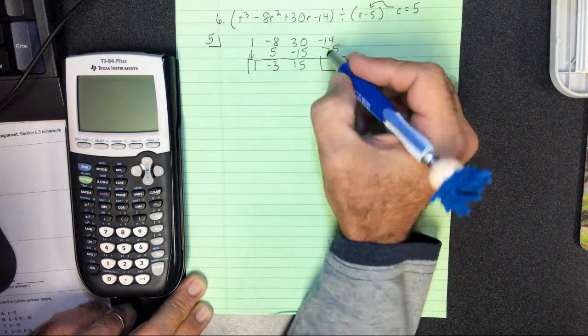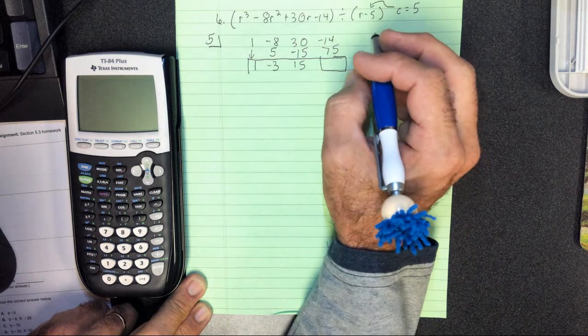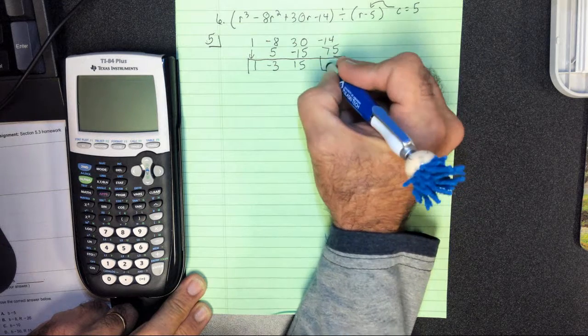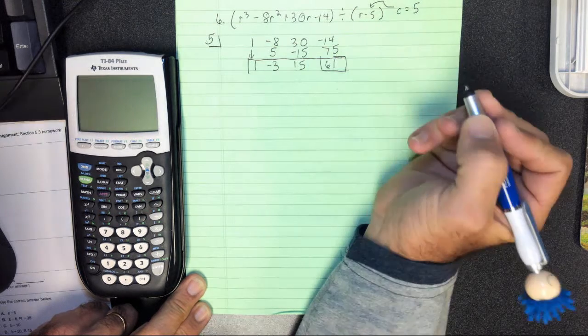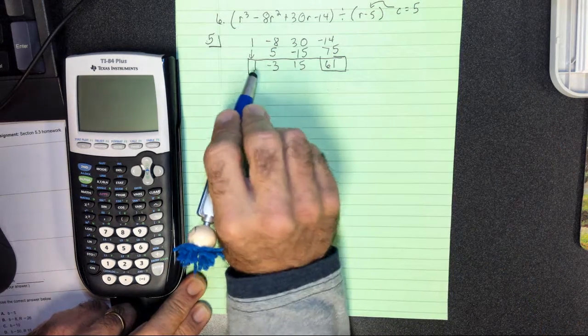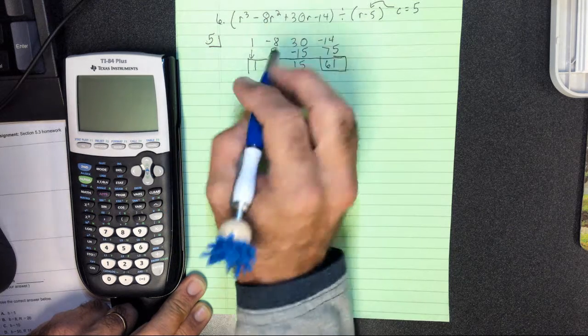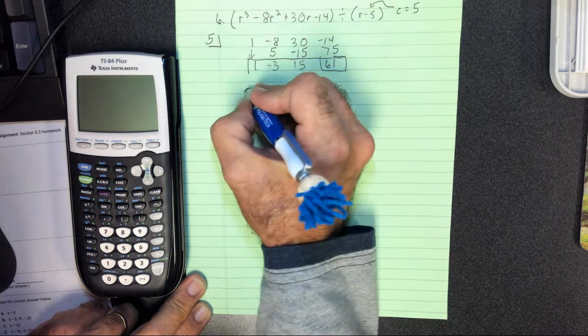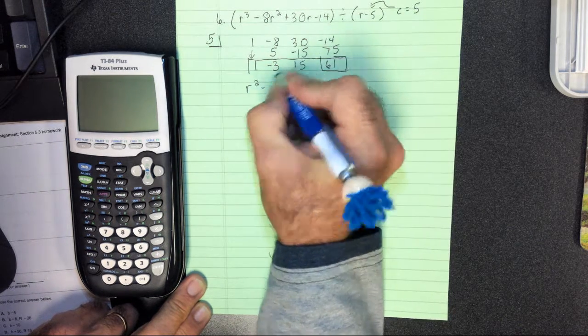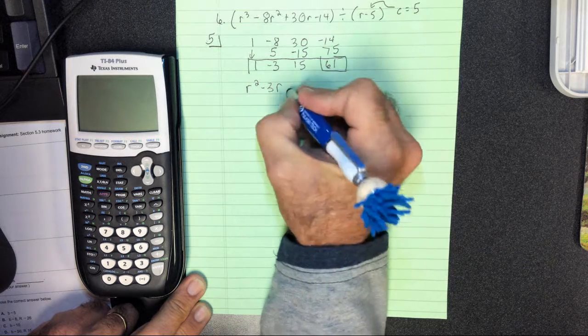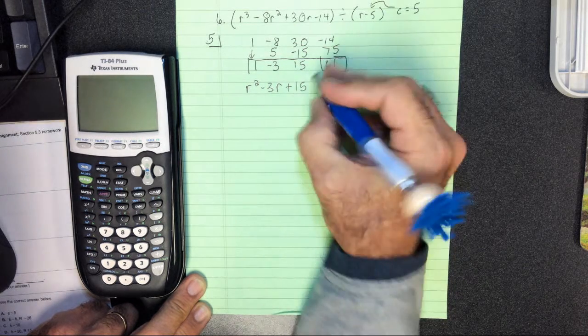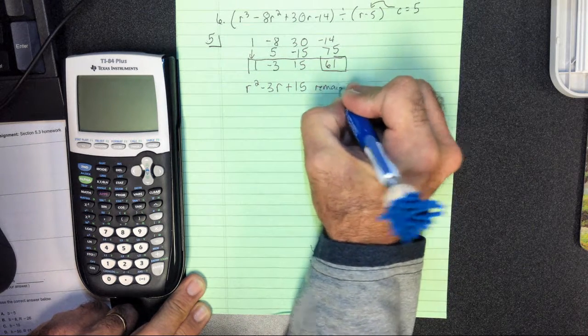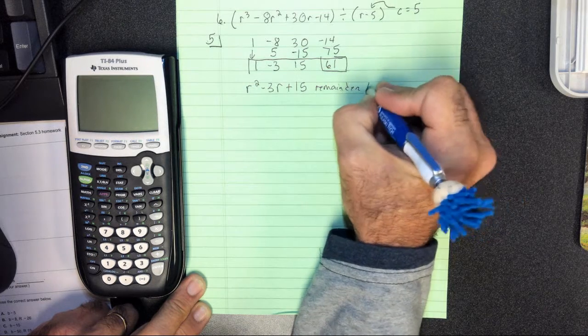And let's see, 75 and a negative 14 give me what? A positive 61. Now remember, these start 1 degree less, so since that's r to the third, this starts as r squared. So I got 1r squared minus 3r plus 15, and it has a remainder of 61.